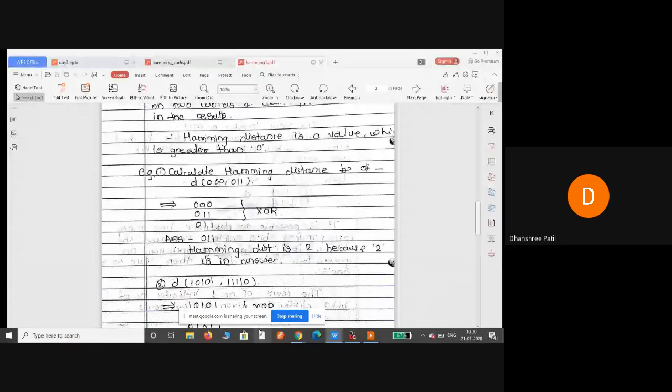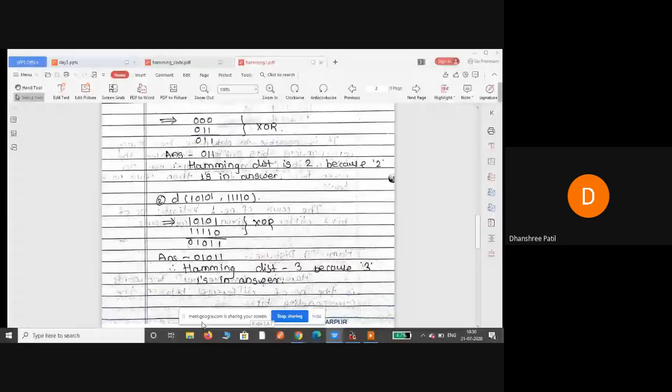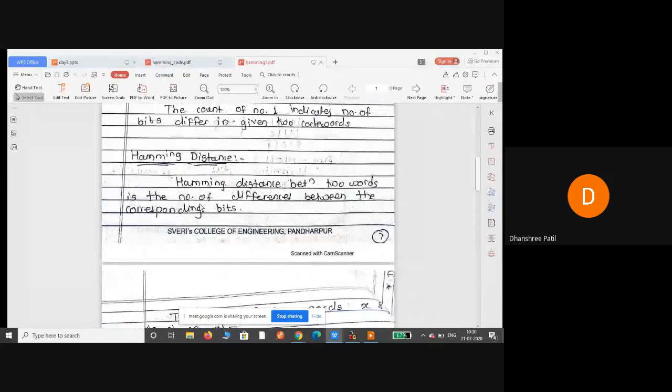Similarly, another example. Suppose these are the two code words, 101 and 011. The XOR gives 110. How many ones are there? 3 ones are there. So what is the Hamming distance? It is 3, because 3 ones are present in the answer. So what is the definition of Hamming distance? It is the distance between two code words, the number of differences between the corresponding bits. And how to calculate these differences? By using the XOR operation.